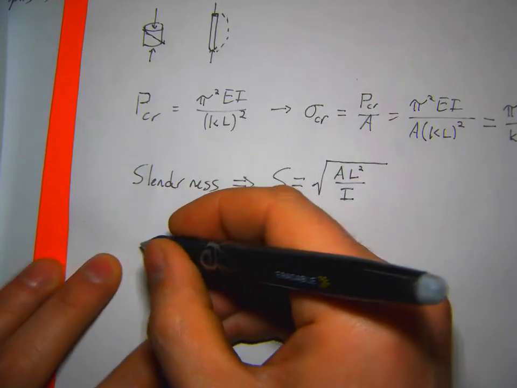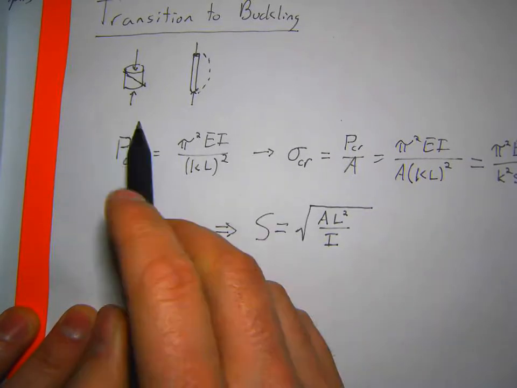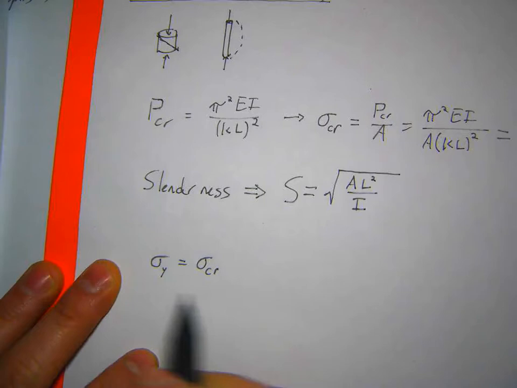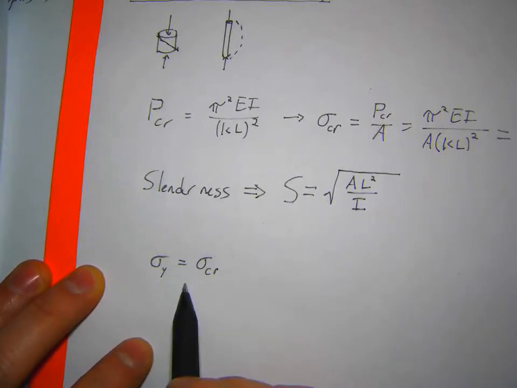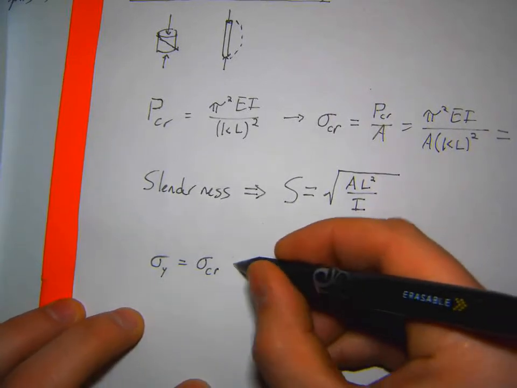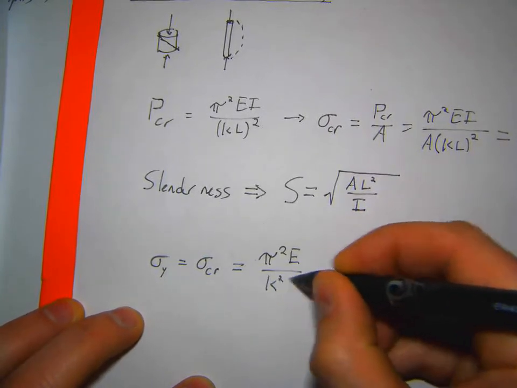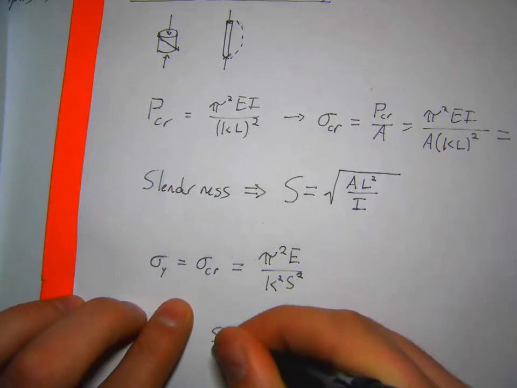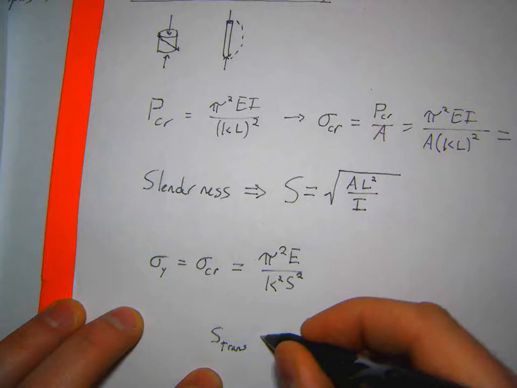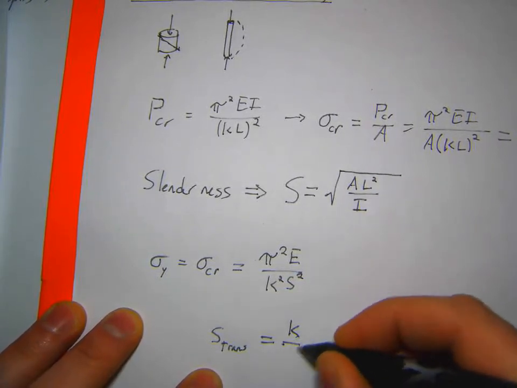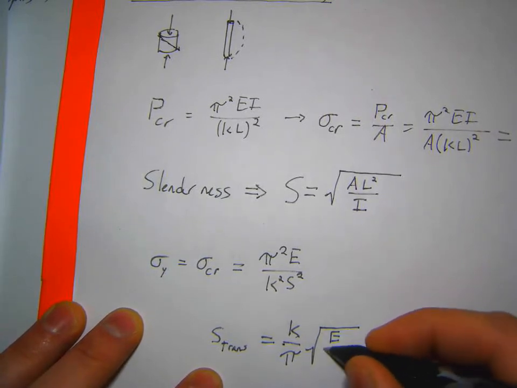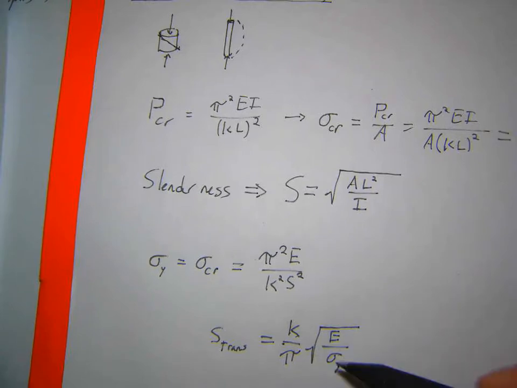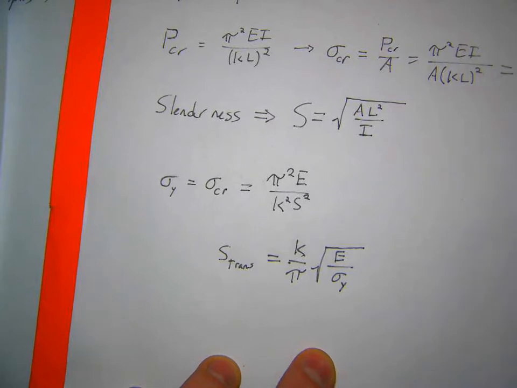So what I want to find out now is when this buckling will happen or when yielding will happen. To do that, I'm going to set my yield stress equal to my critical stress for buckling. If slenderness is higher than this point, then it will buckle. If it's lower than this point, it'll yield. So sigma yield equals pi squared E over K squared S squared. And I can figure out now my S transition for buckling is K over pi times the square root of E over sigma yield. So even though slenderness is a geometric parameter, I can say if my slenderness is higher or lower than this critical transition value, then our beam will preferentially yield or buckle.